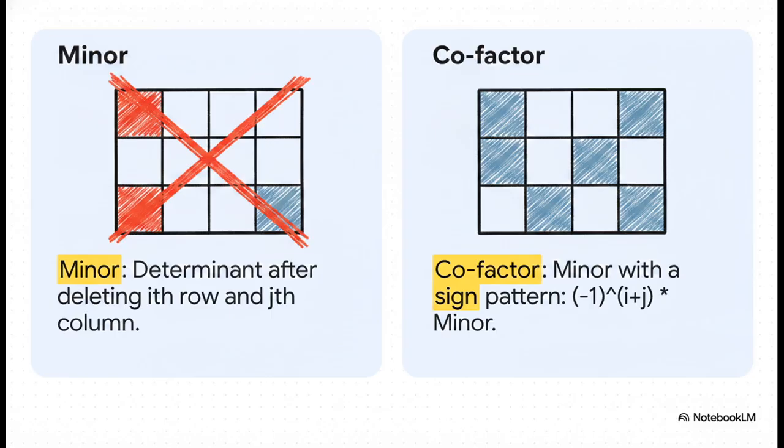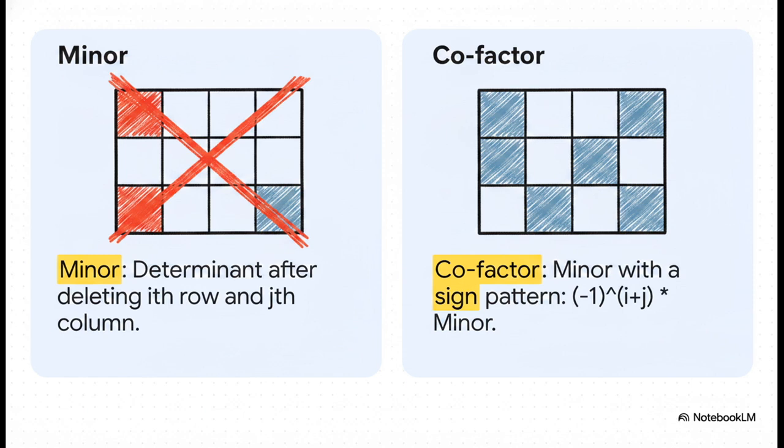So let's look at them side by side, because students mix these up all the time. A minor for any specific element is what you get when you literally cross out the entire row and column that element is sitting in, and then you just calculate the determinant of whatever numbers are left behind. Easy, right? Now, a cofactor is almost the exact same thing, but with one absolutely crucial step added.